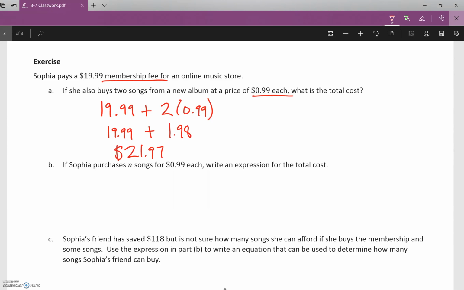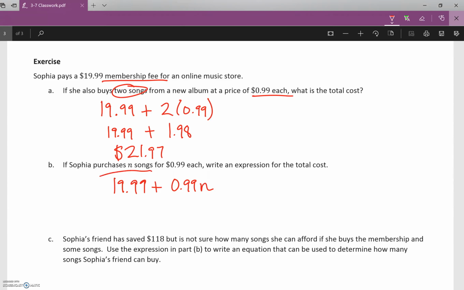So if Sophia purchases N songs for 99 cents, write an expression for that total cost. So the only difference would be, instead of ordering 2 songs this time, she's ordering N songs, an unknown number of songs. So this is how it would change our expression. Membership fee is still $19.99 plus, instead of 2 times 99 cents, we're going to write 99 cents times N, because we don't know how many songs she's going to buy.